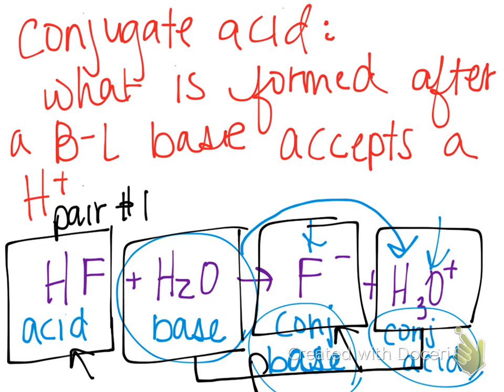H3O plus. That would be pair 2. Okay, I know I'm just writing over each other all the time. So when we talk about conjugate acid and base pairs, we're looking for the original acid and original base and what conjugate forms from that.